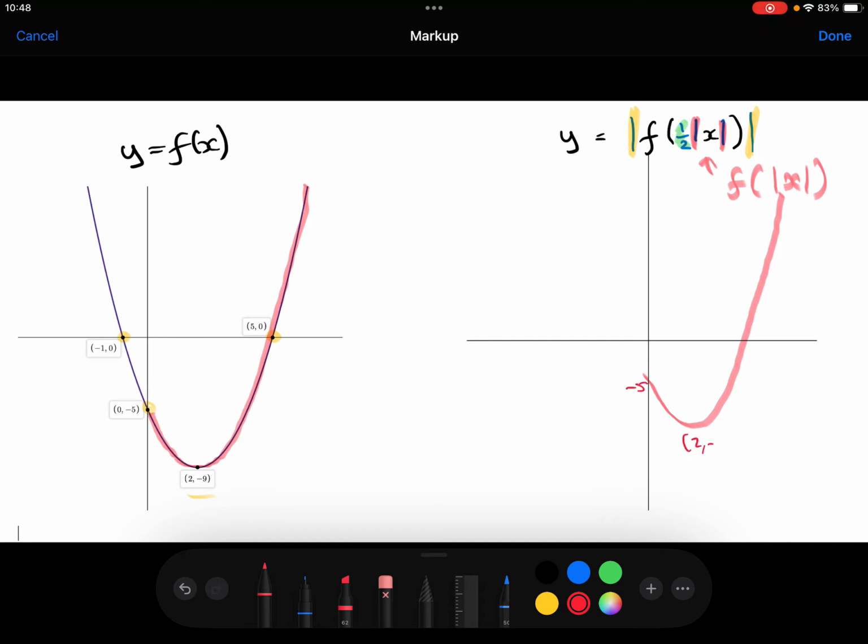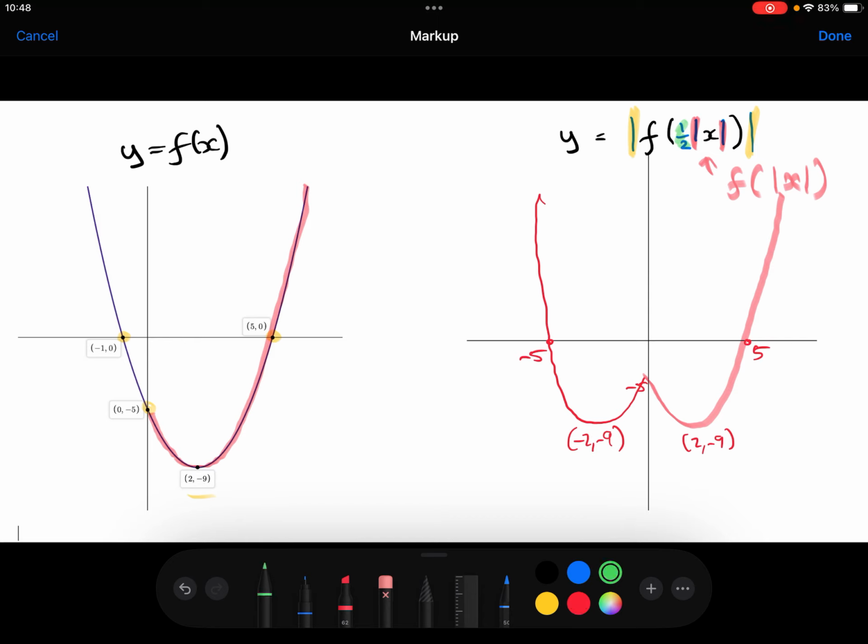This is the point (2, -9). This is the point 5. And now I'm going to reflect that in the y-axis, which is going to look something like this. That's -5. This is the point (-2, -9).